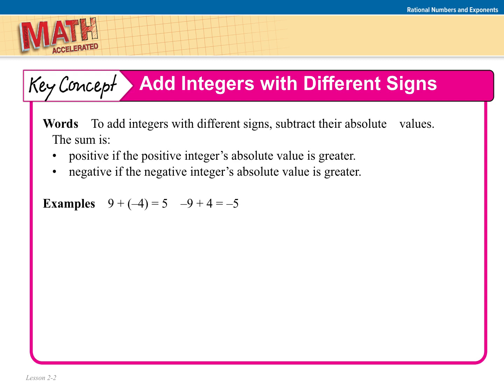Another key concept, adding integers with different signs. Okay, it says that the answer is positive if the positive integer's absolute value is greater. And then it's negative if the negative integer's absolute value is greater. So here, what's the absolute value of 9? 9. What's the absolute value of 4? 4. 9 minus 4 is 5, so the answer is positive because 9's absolute value is greater.